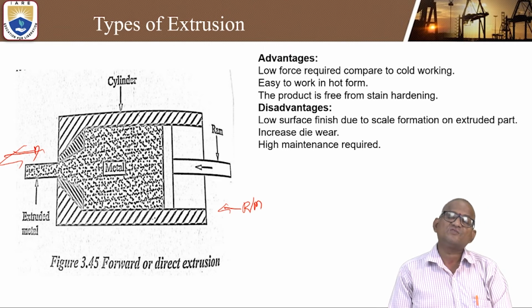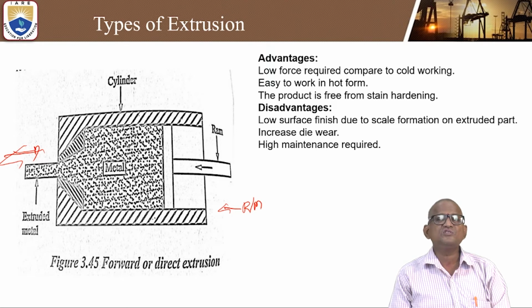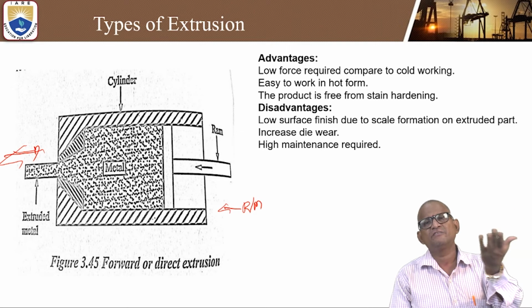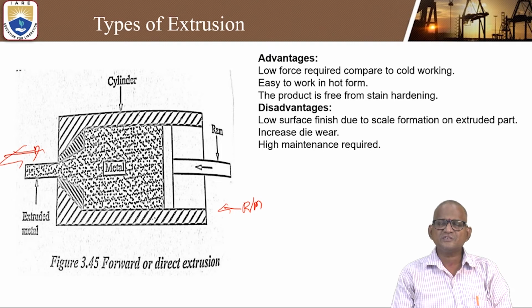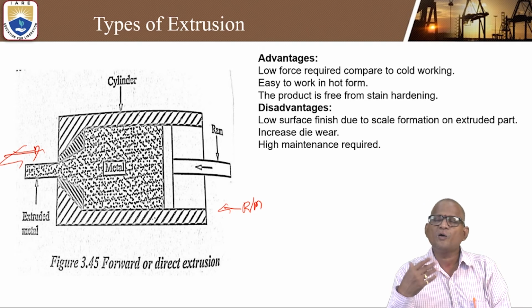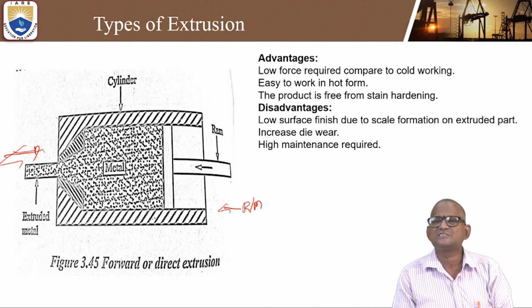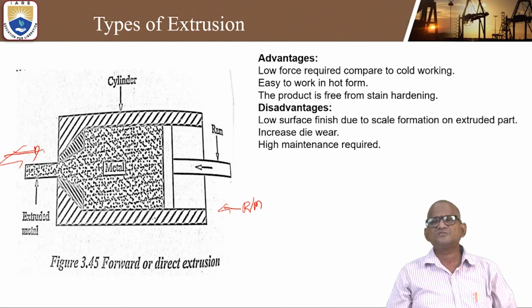Coming to the advantages of extrusion, generally low force is required compared to cold working. Obviously, when it is heated, very less force is used, whereas in the case of the cold working process, no heating is done, so a lot of pressure and force is required to change its shape and size, and it is easy to work in hot form.